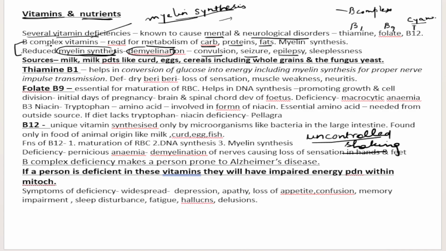And now what are the sources of B complex vitamins? We have just seen that B complex vitamins are required for myelin synthesis. Now what are the sources of these B complex vitamins? Milk products like curd, eggs, cereals including whole grains, and the fungus yeast. So whole grains, cereals, milk, eggs, curd, etc. are sources of B complex vitamins.